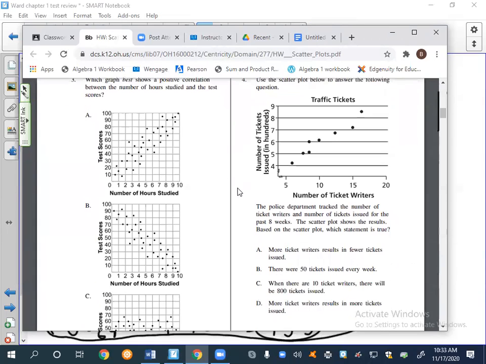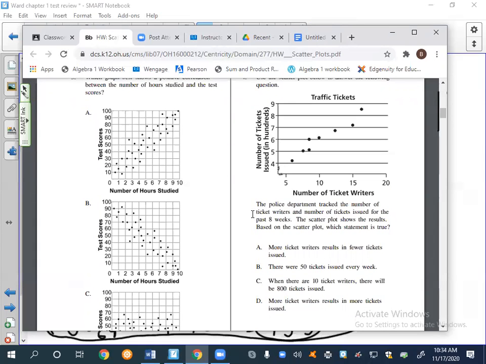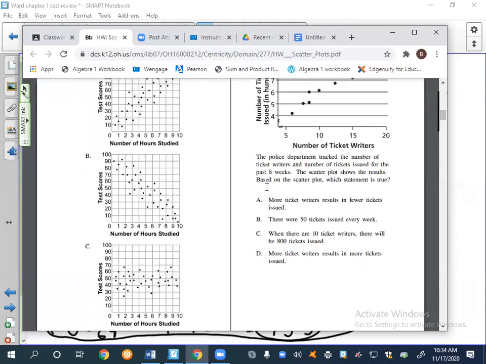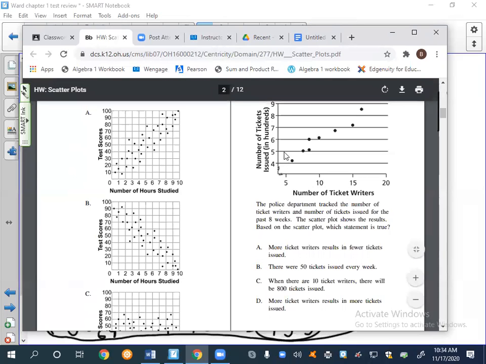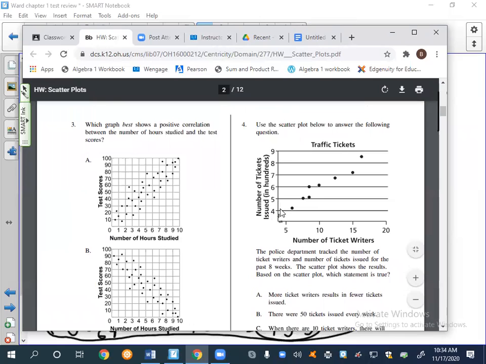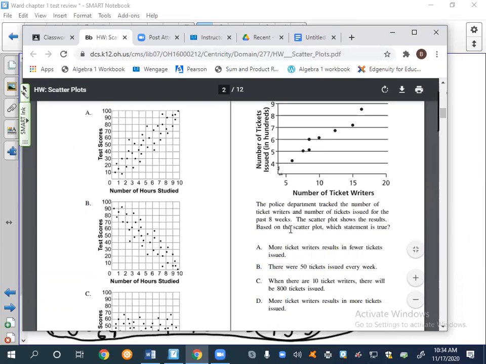Number 4, the police department tracked the number of ticket riders and number of tickets used for the past 8 weeks. The scatter plot shows the results. Based on the scatter plot, which statement is true? Positive or negative correlation? What would you say? All right, so let's see which one of those things says that. The more ticket riders result in fewer tickets. So this bottom number is the ticket riders. So as they get bigger going to the right, what happens to the tickets? Are they going up or going down? Going up. So the ticket riders go up, the number of tickets go up. So that's what we're looking for.